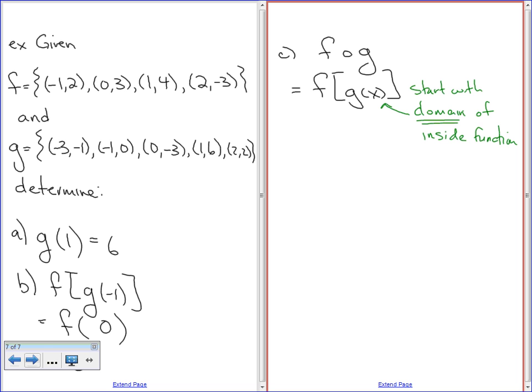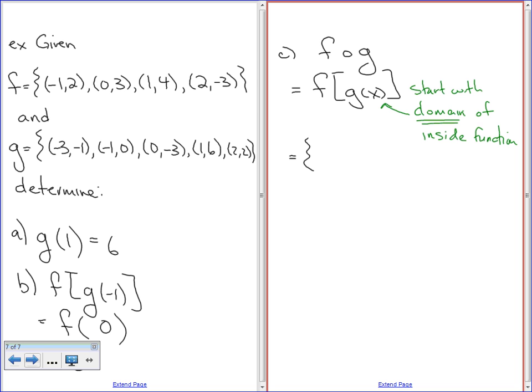So the domain is just a fancy word for saying the x values. So use all the x values of the inside function. I'm going to write my answer here. It's going to be a set of points. I'm going to do my rough work down here. The stuff that I do in my rough work, I don't need to see on the test. Some of you will be able to do it without doing the rough work, and some of you will be able to write the answer right off the bat, and that's fine.